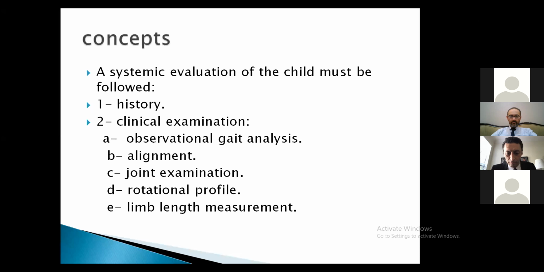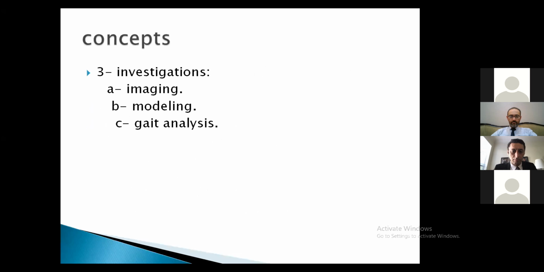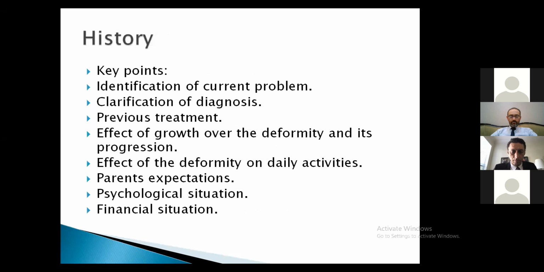A systemic evaluation of the child must be followed. Number 1, history. Number 2, clinical examination, divided into observational gait analysis, alignment, joint examination, rotational profile, and limb length measurement. Number 3, investigations: imaging, modeling, gait analysis.